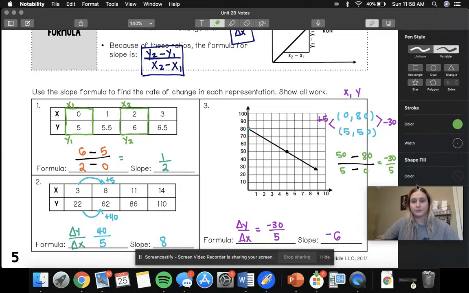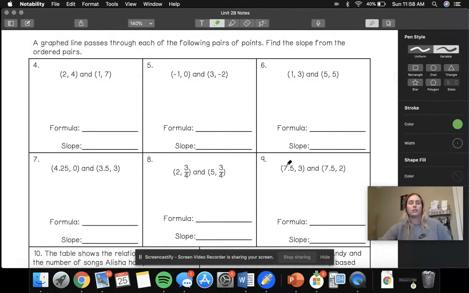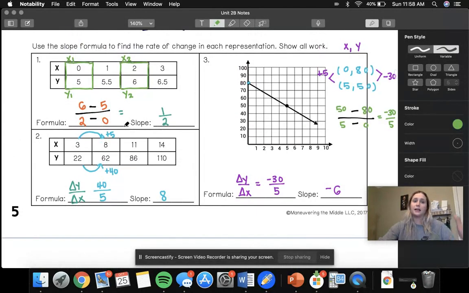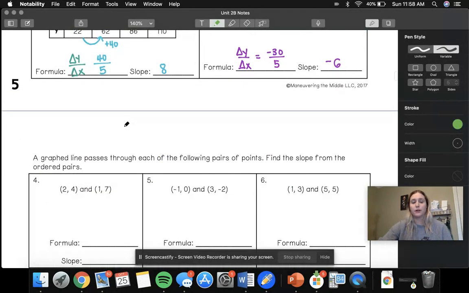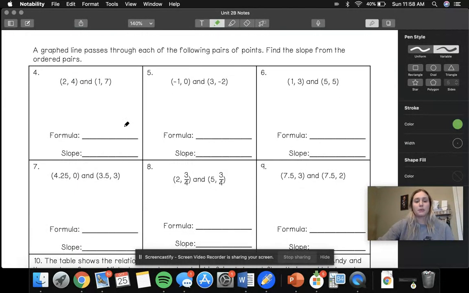Okay. So now we're going to go to page 6. Now we are going to have just ordered pairs. For the previous ones, we had a bunch of ordered pairs that we could pick from. For these ones, we just have 2 of them. I'm going to show you guys the formula way and then the change way, and you guys can pick whichever you prefer.